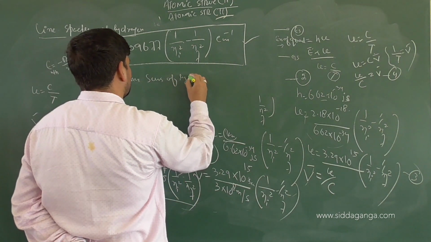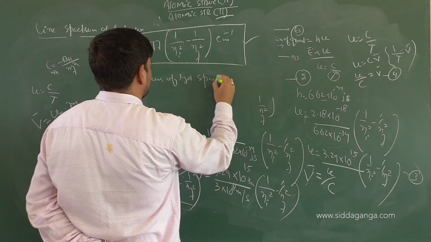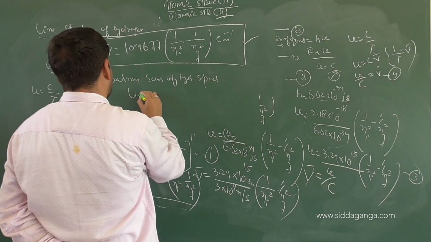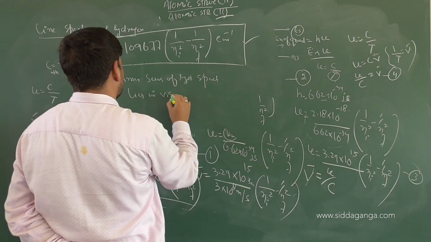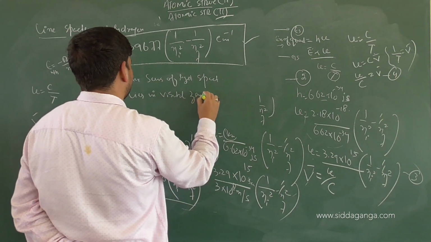Balmer series of hydrogen spectrum lies in which zone? Visible zone.